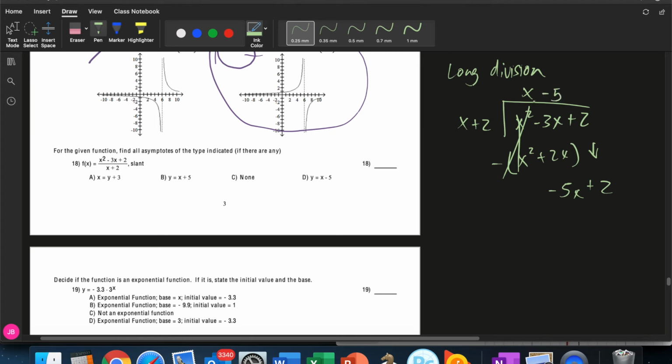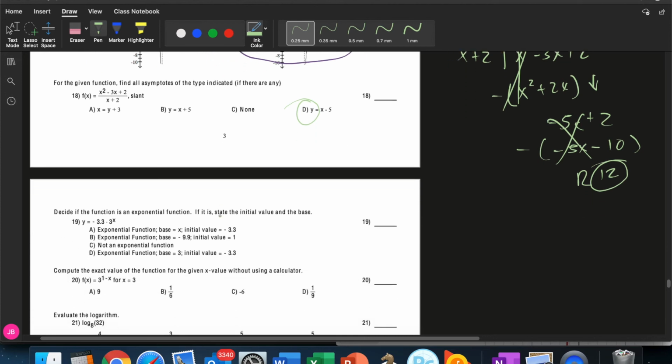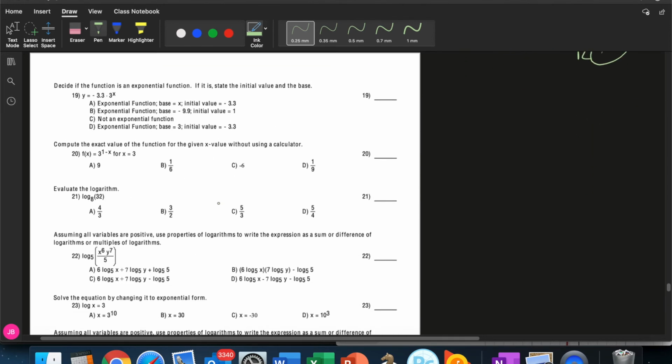We'd get minus 5x. We'd get minus 10. Subtract these two. These are going to cancel out. And minus a negative 10 actually means to add, so I'm going to add that there. That's my remainder. But honestly, the remainder doesn't matter. That's what we care about: y is equal to x minus 5. Okay, awesome.